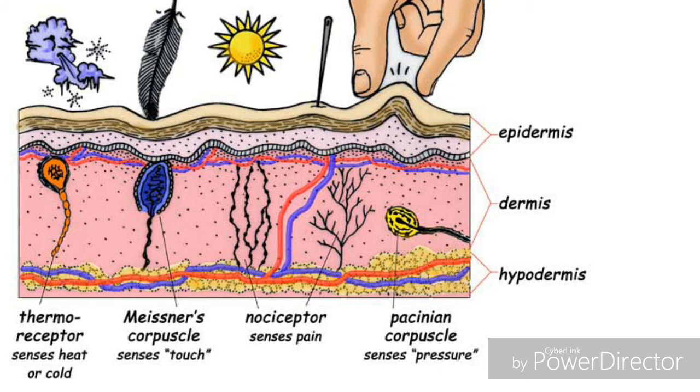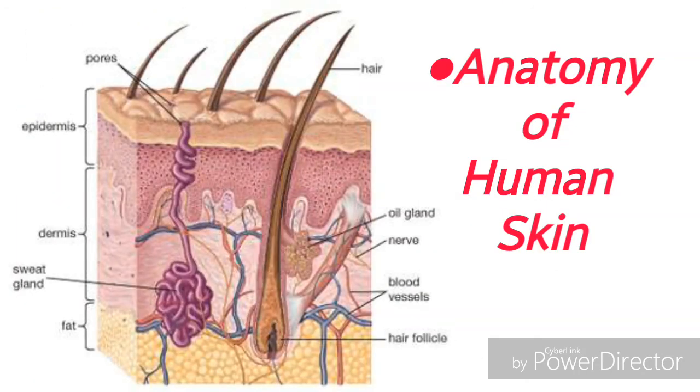In this picture, you can observe dermoreceptors responsible for sense of heat or cold, Meissner's corpuscles responsible for sense of touch, nociceptors responsible for sense of pain, Pacinian corpuscles responsible for sense of pressure. All these corpuscles you can see in this diagram.